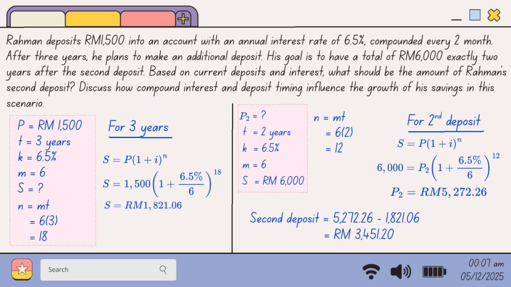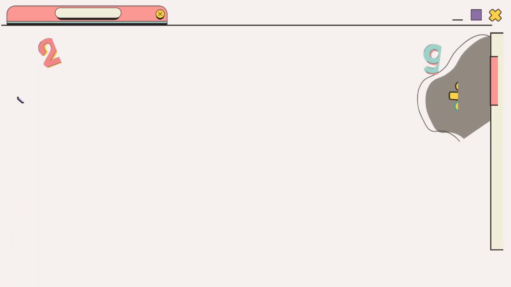For the conclusion, compound interest helps Rahman's savings grow faster because interest is earned on both the principal and the accumulated interest. Since his first deposit is made earlier, it grows for a longer time and becomes much larger. The second deposit is made later, so it has less time to grow and must be bigger to reach the 6,000 ringgit target. This shows that saving earlier is more effective than saving later.